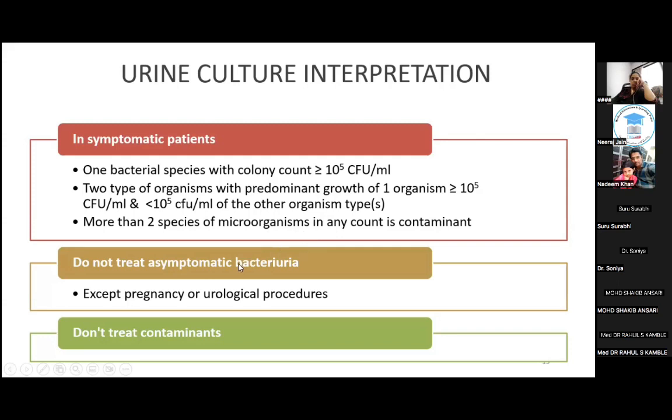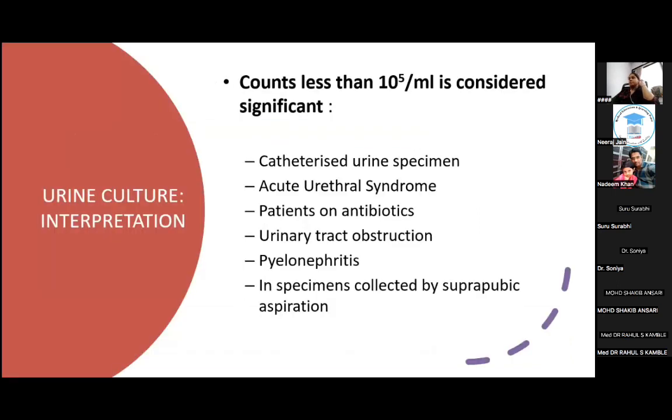Do not treat asymptomatic patients, except in case of pregnancy or urological procedures, and don't treat contaminants from urine cultures. It's usually seen that urine cultures are sent randomly, but they should be tested only for symptomatic patients unless pregnancy or urological procedures. Counts less than 10 to the 5 are also considered significant for catheterized urine specimens, acute urethral syndrome, patients who are on antibiotics, urinary tract obstruction, pyelonephritis, or specimens collected by suprapubic aspiration.